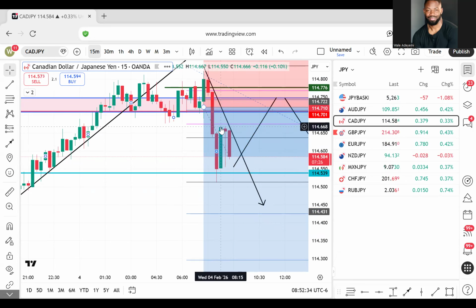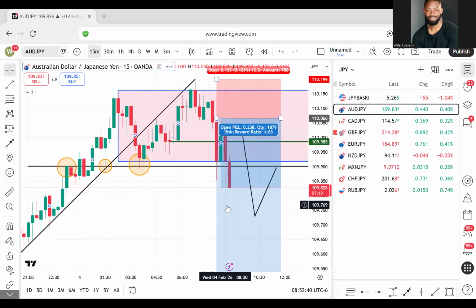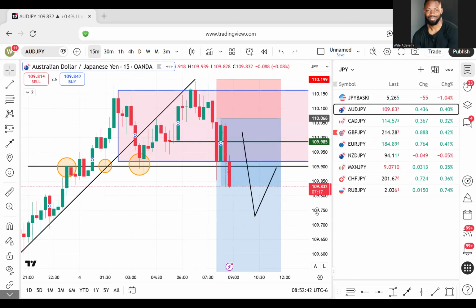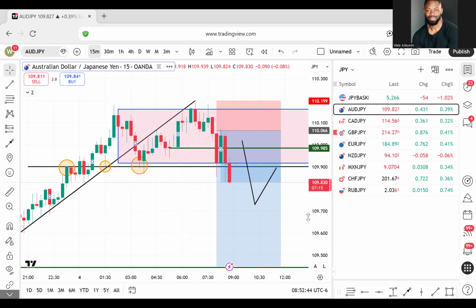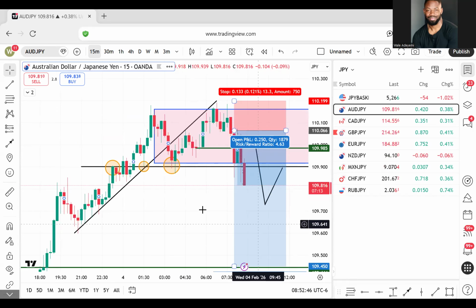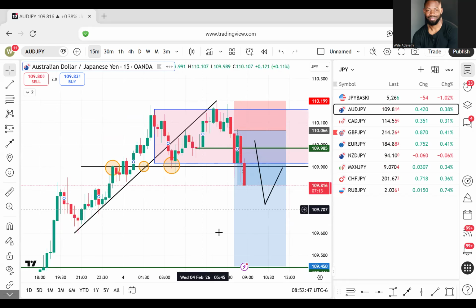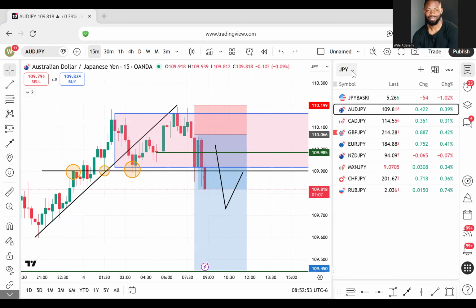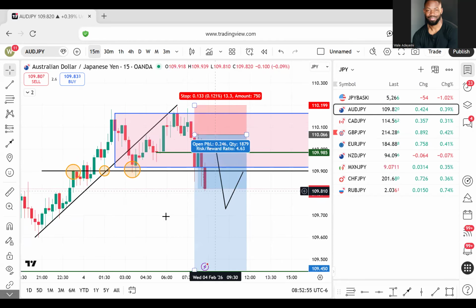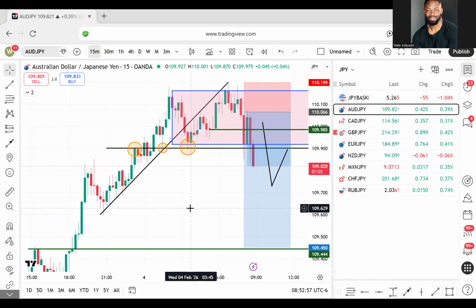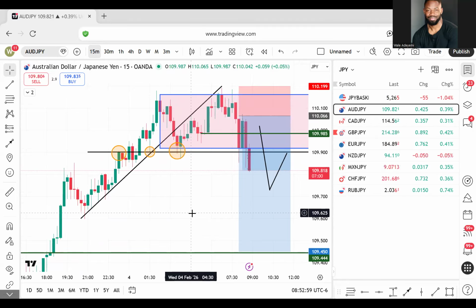This bullish engulfing candle is completely erased by the next two candles. AUD JPY, boom, boom, just like that. We're taking shots. This is how we get into it with precision. The market's been messing with me over the past couple of days. It's been very difficult, but this is how you break down structure and psychology. You know what I'm saying?